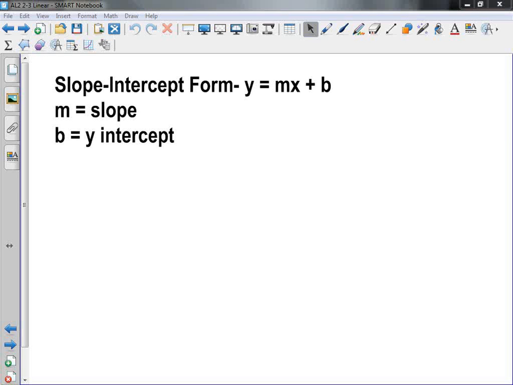Okay, we're doing the second half of today's lesson that we started yesterday, which is, was it 2-3? That should be 2-3. We got to this part which talked about slope-intercept form, which is y equals mx plus b. What does m stand for? What's b stand for? Y-intercept.